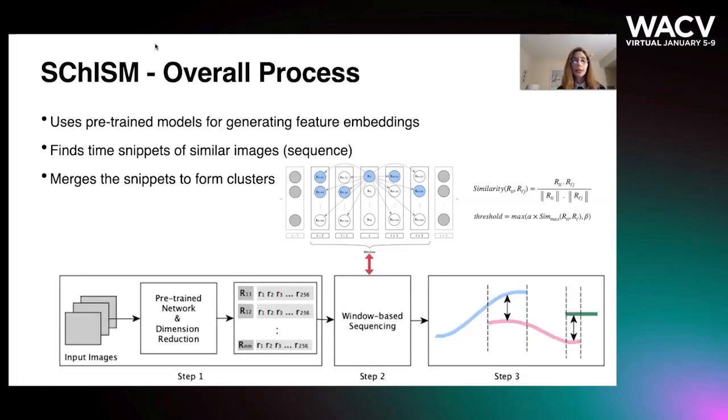The algorithm of SChISM is as follows. We first map the images to feature representations and then use a window-based sequencing algorithm to generate short snippets of similar images. Finally, we merge these short snippets to form larger clusters. The algorithm for window-based sequencing is that we compare images within a window, and based on the level of similarity, we decide if they should be assigned to the same sequence or not.